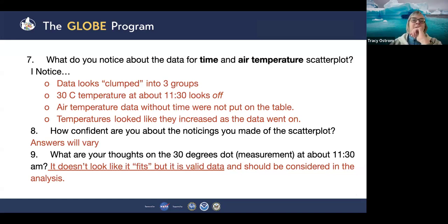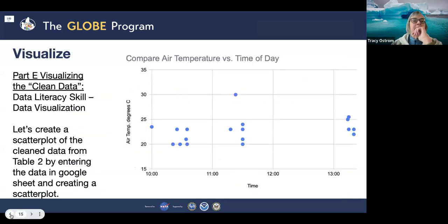And so hopefully what they notice, and Grace, can you go back to slide 15, please? So we actually can see the scatter plot. When you see the scatter plot, you may notice that the data are clumped into 3 groups. That might be something you write down. You'll notice that the temperature of 30 degrees Celsius at 11:30 looks a little off or suspect, but the data are valid, so we included that in our clean data table.